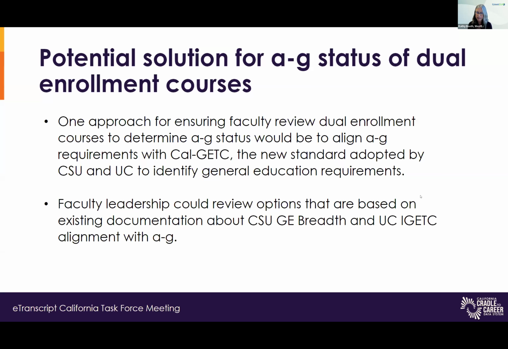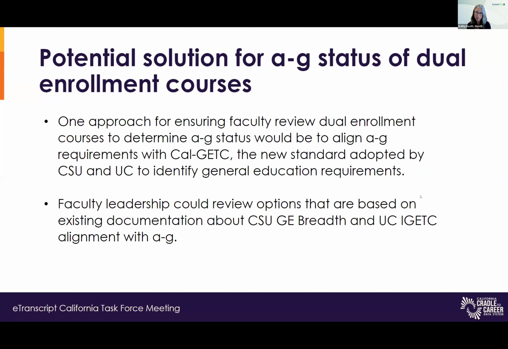So one of our challenges in determining the A to G status of dual enrollment courses is that the current process right now is that each course is reviewed by faculty. And given the incredible breadth of dual enrollment offerings that students might be accessing from other institutions, one of the possibilities that we could have is to align A to G with CalGETC. So CalGETC is a new standard that's jointly created by CSU and UC that address the general eligibility requirements.